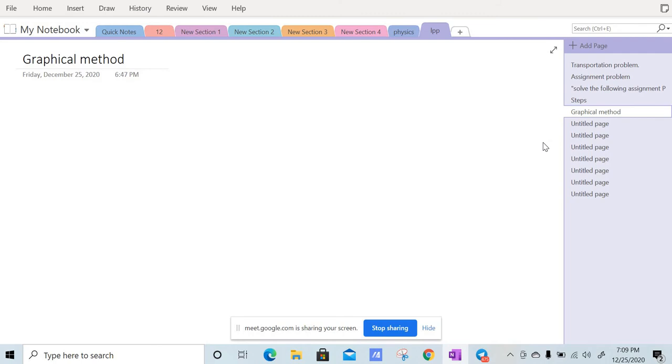So we will move on to the next topic, which is the graphical method. We're going to find a solution of a linear programming model using the graphical method. So, linear programming problem.